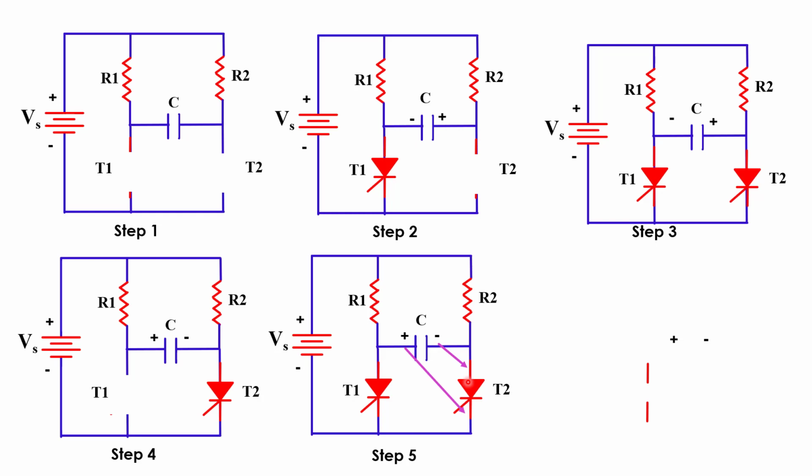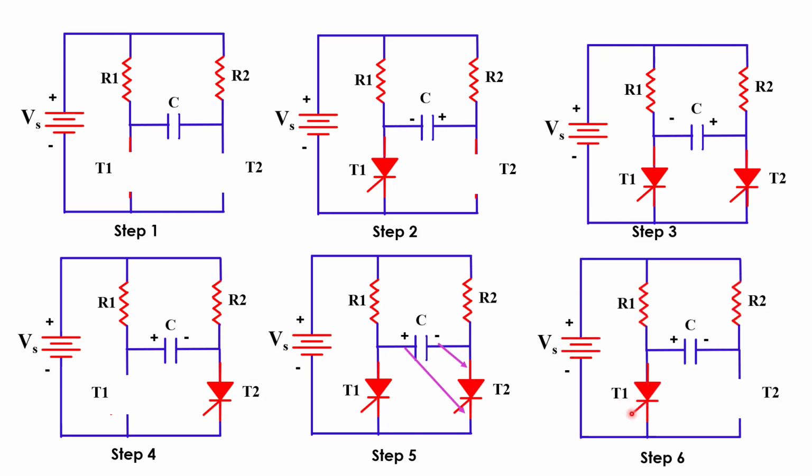This time again we apply a gate triggering pulse to the T1 thyristor and the T1 thyristor again starts conducting. Again current flows through the T1 thyristor from two loops. One loop is through R1 resistor, T1 and back to the supply voltage, and the second loop is through R2 resistor, capacitor, T1 thyristor and back to the supply voltage. It means again we come to the initial condition. So this is the whole working of class C commutation.